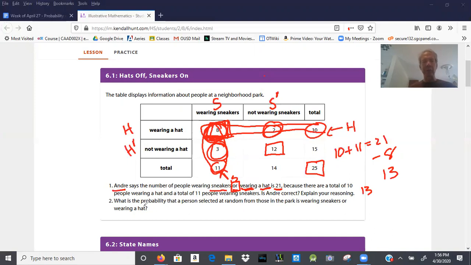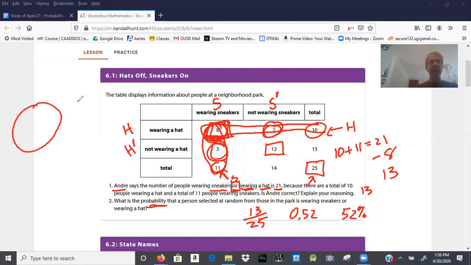The next question is, what's the probability? Well, the probability is just 13 out of our sample space, which is 25. 13 out of 25 is a fine way to write the probability. Or you could use a calculator to turn that into 0.52, or you could say it's 52%. Any of those are appropriate.